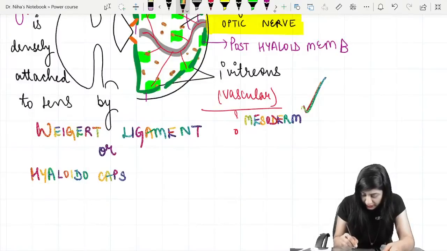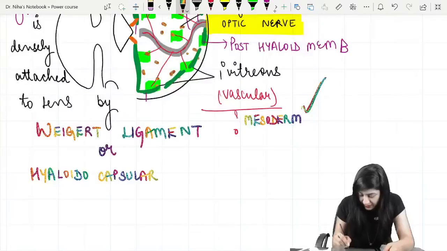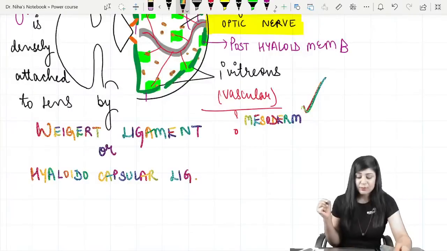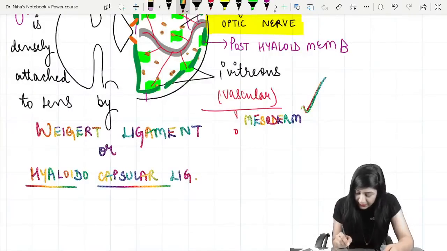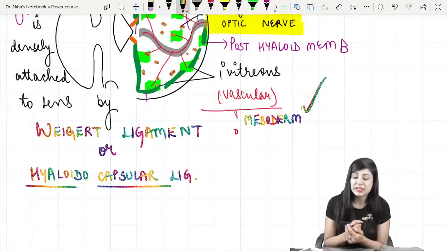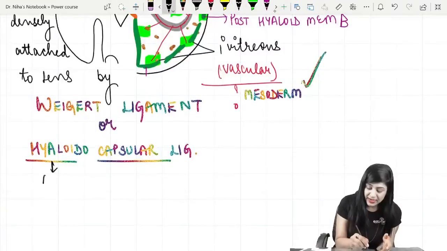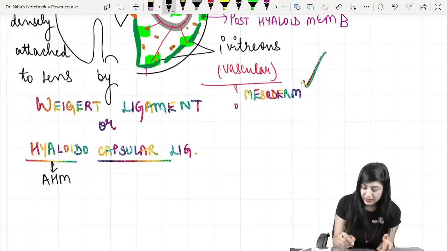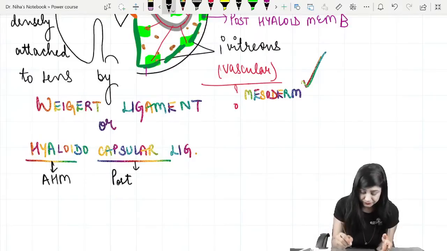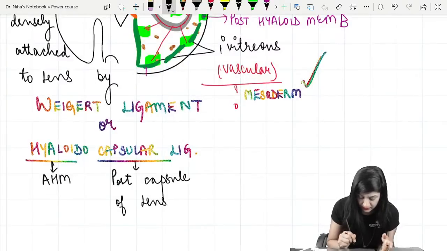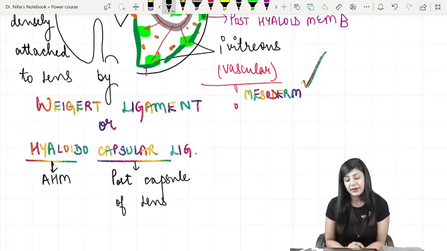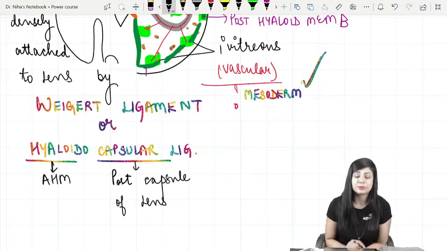Capsular. Hyaloido-capsular ligament. So the name of the ligament is hyaloidocapsular, or it is also called Weigert's ligament. So what are the attachments, guys? Hyaloido means anterior hyaloid membrane. Capsular means the posterior capsule of the lens. So it connects the anterior hyaloid membrane and the posterior capsule of the lens.